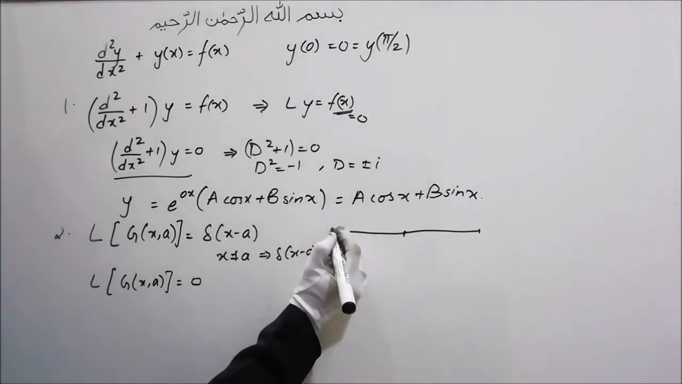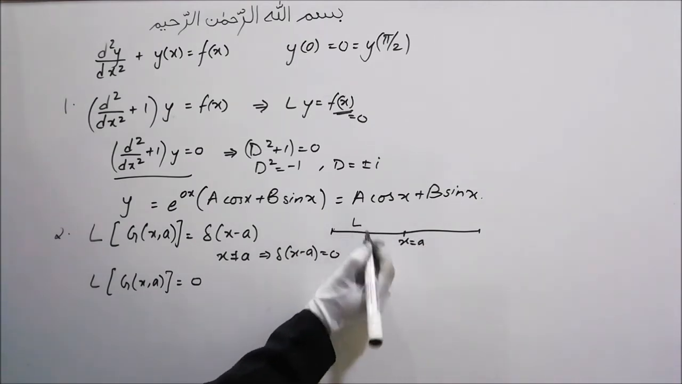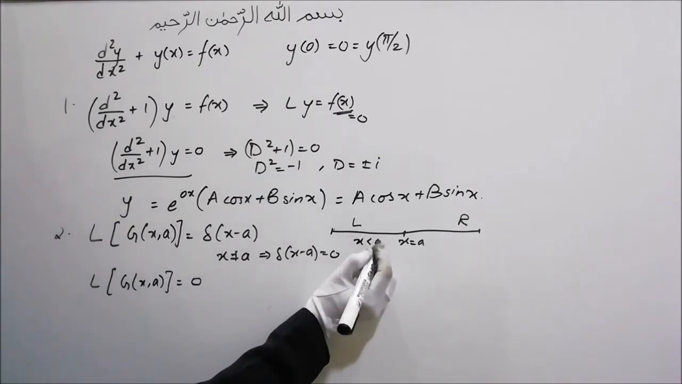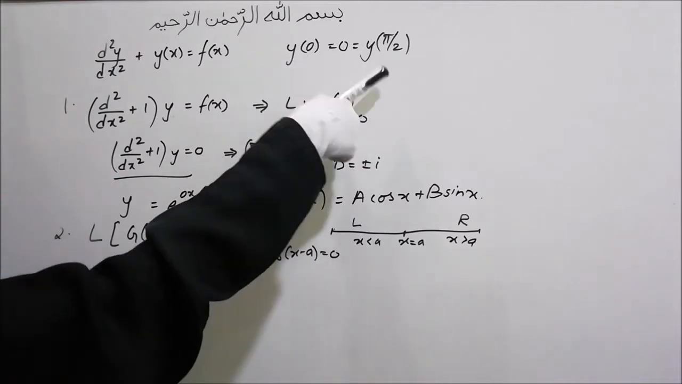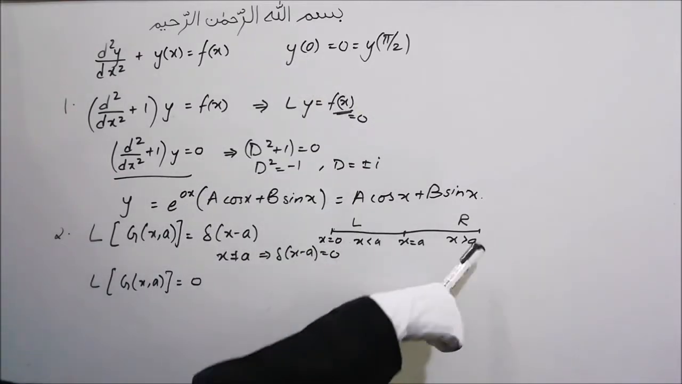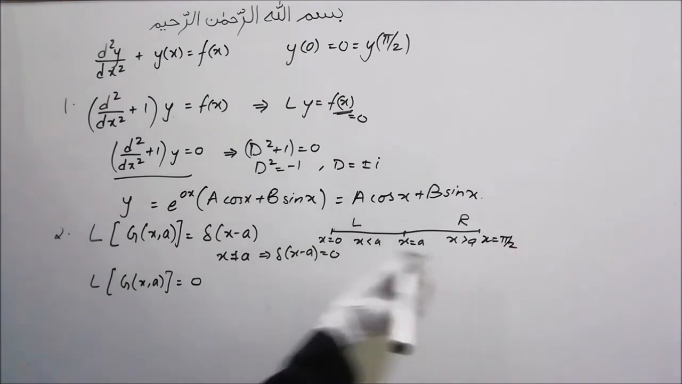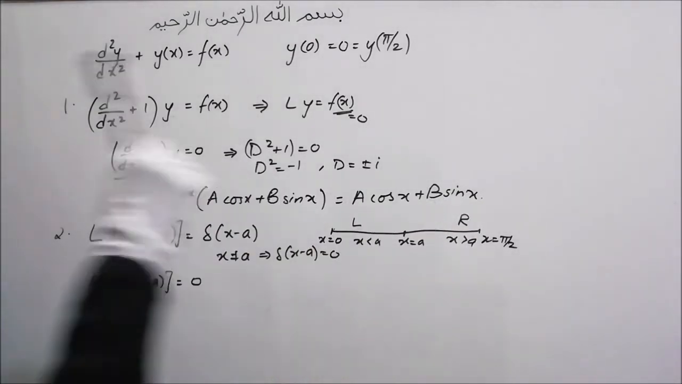Now I am going to consider two sides. Let x equals a be here. This will be the left part and this will be the right part. So this is the x less than a region and this is the x greater than a region. We are having two boundary conditions: here x equals 0, and this boundary condition is x equal to pi by 2. So this will be the left part and this will be the right part.